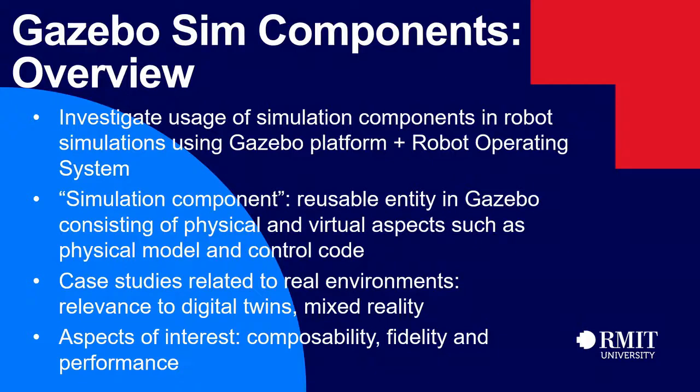We are reporting on simulation case studies that are somehow related or even connected to real physical environments, especially physical labs with robots. We are particularly interested in aspects such as composability, simulation fidelity, and performance, which are visible to users and impact on the context of the simulation as it is used. We expect that these concerns are highly relevant in the practical development of digital twins in industry, as well as mixed reality applications more generally.